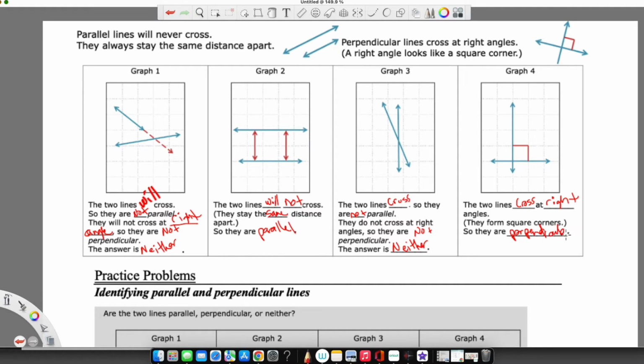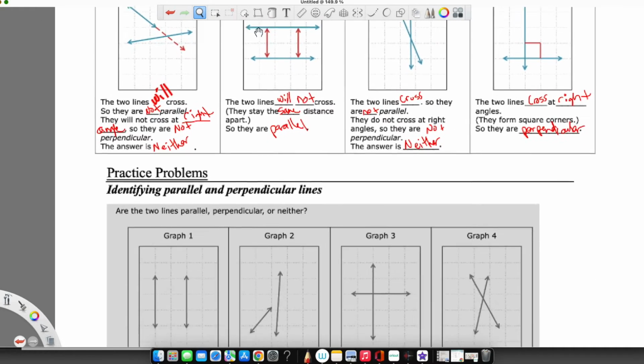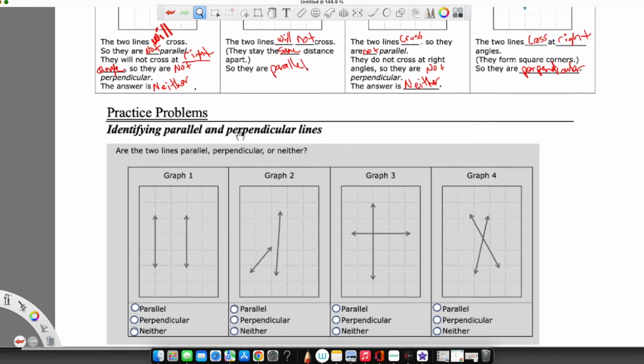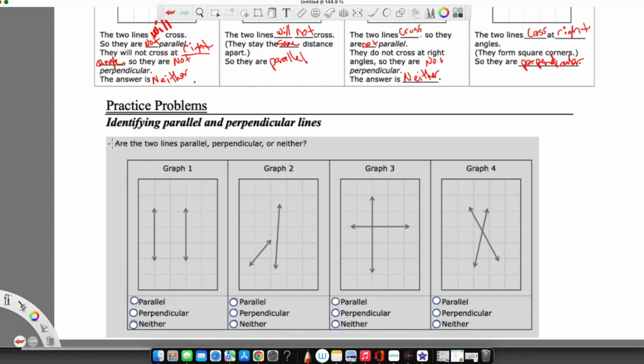All right, so let's scooch this down. Let me answer the question here. Okay, so we're just going to classify these. So same idea. We're just taking a look at, are they parallel, are they perpendicular, or are they neither?